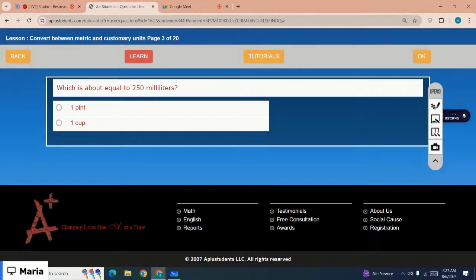Which is about 250 milliliters, 1 cup, which is the correct option? 250 milliliters equals 1 cup. The correct option is 1 cup. Option number 2 is the correct option.